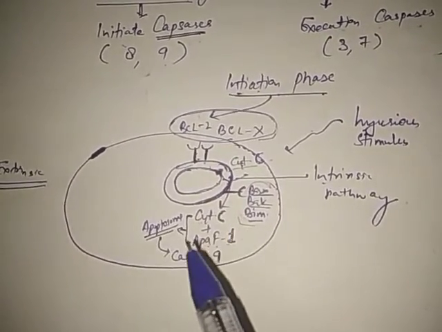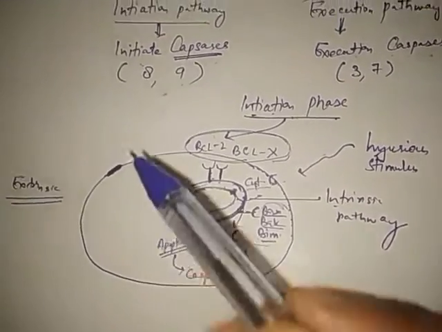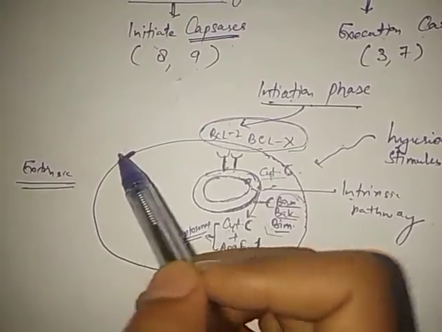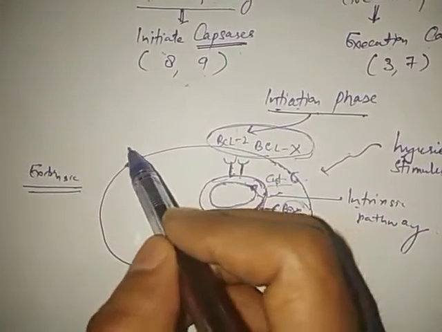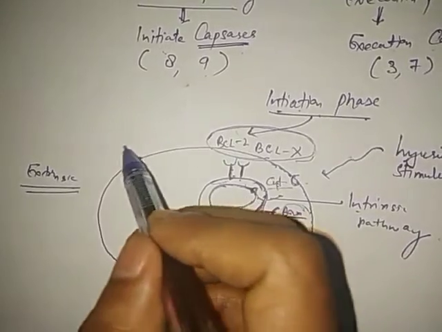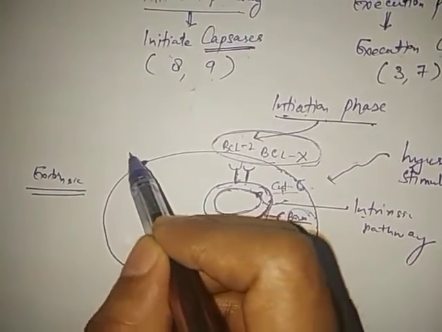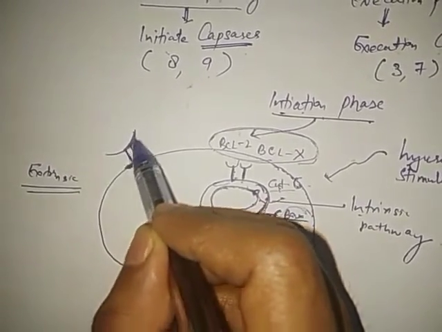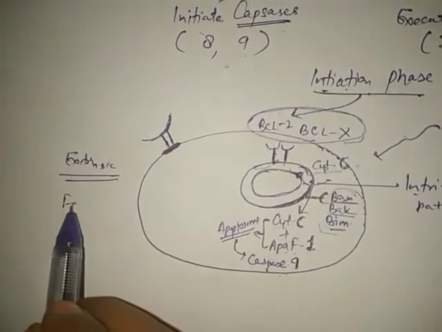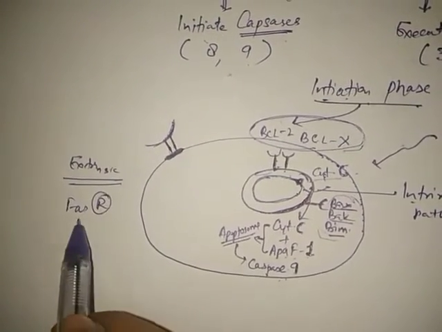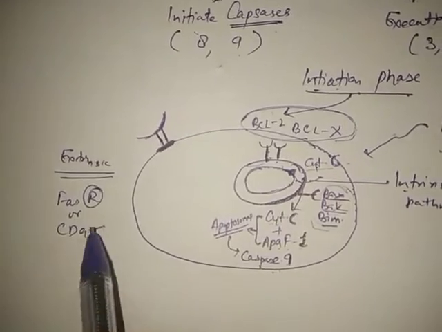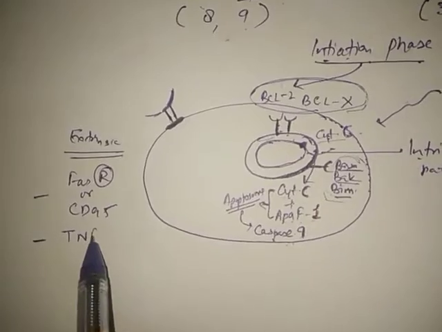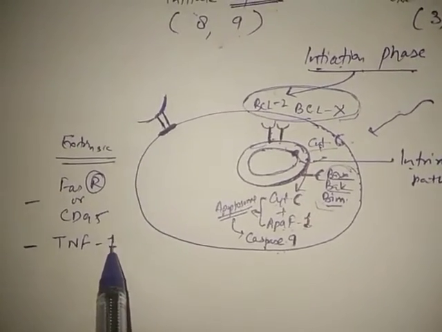So another caspase is caspase 8, which has to be activated, and which is activated in the extrinsic pathway. In the extrinsic pathway, whenever there is an inducing stimulus, death receptors are expressed on the surface. The death receptors are FAS receptors, which are also called CD95 receptors. This is one death receptor. Another death receptor is tumor necrosis factor receptor type 1, which is also a death receptor.